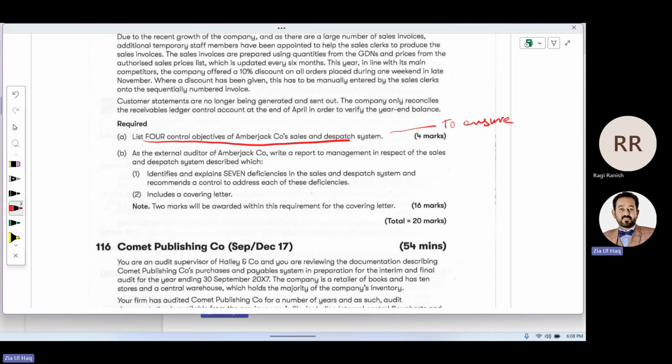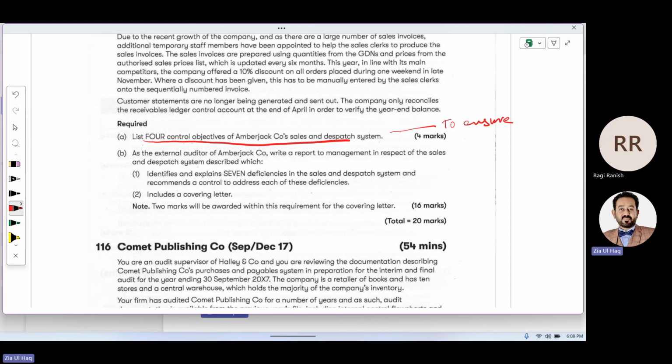We can write down any 4 control objectives straightforwardly, having no link with the scenario. Pick any 4 controls of the sales system and try to write down their reasons by starting the sentence with "to ensure". Meaning, you need to write in English the reason behind the control.